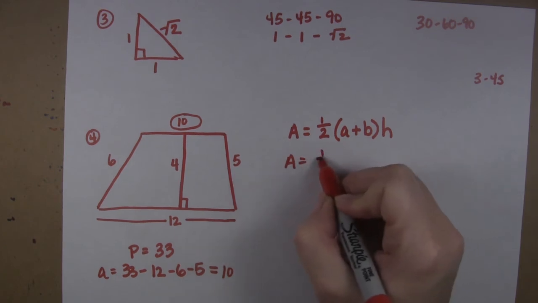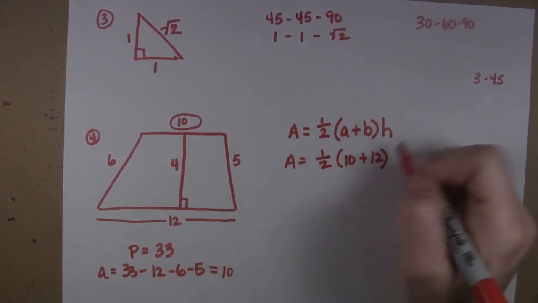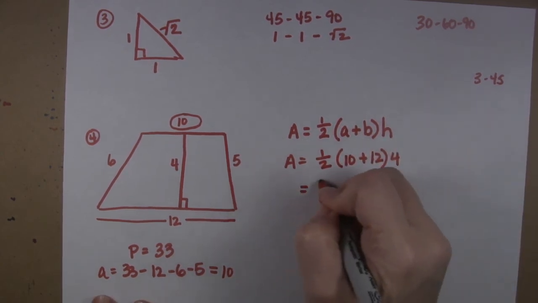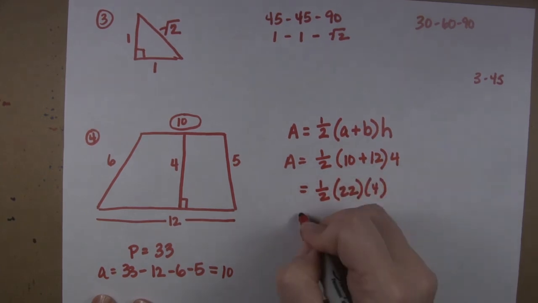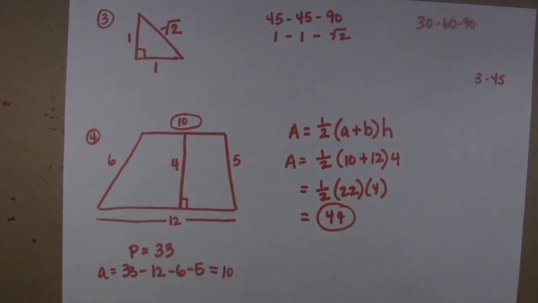So A equals 1/2 times 10 plus 12 times H, which is 4. In other words, 1/2 times 22 times 4, which is 44. That is my answer to number 4.